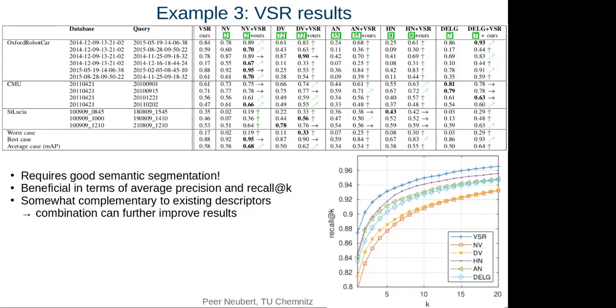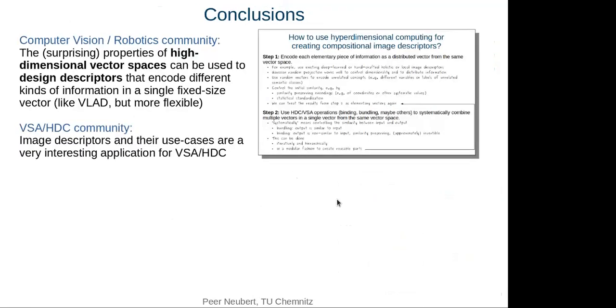So there is also some value in this combination. Okay, so let me conclude my talk. Basically, we have two major insights. From the computer vision and robotics community perspective, we can say the surprising properties of high-dimensional vector spaces can be used to design descriptors that encode different kinds of information in a single fixed-size vector, like VLAD, but more flexible.